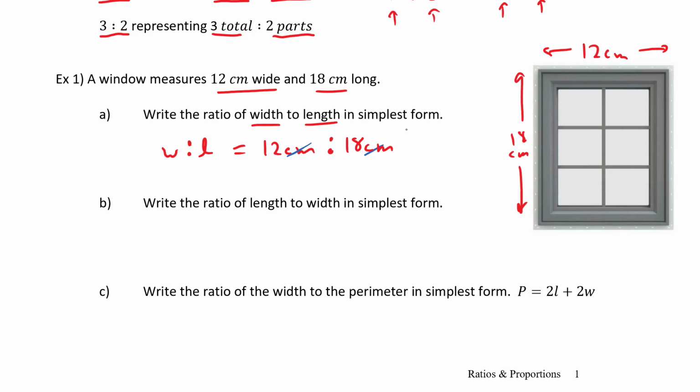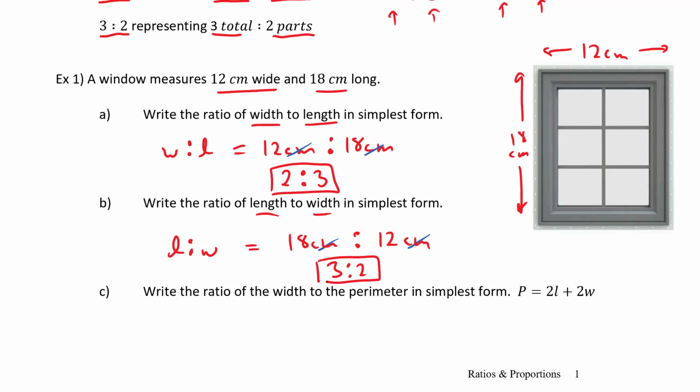If that was a fraction, 12 over 18, how could you simplify it? You could take out a common factor of 6. We'll do the same thing here. This is 2 compared to 3. This is the ratio of the width of the window compared to the length of the window. Now let's write the ratio of length to width. In this case here, our length is 18 centimeters, our width was 12 centimeters. Again, the same units, they cancel out. We simplify down the same way. We have 3 compared to 2. Notice those numbers in A and B, they've swapped positions. And that is totally acceptable because unlike fractions, we have to define which value is in which place.